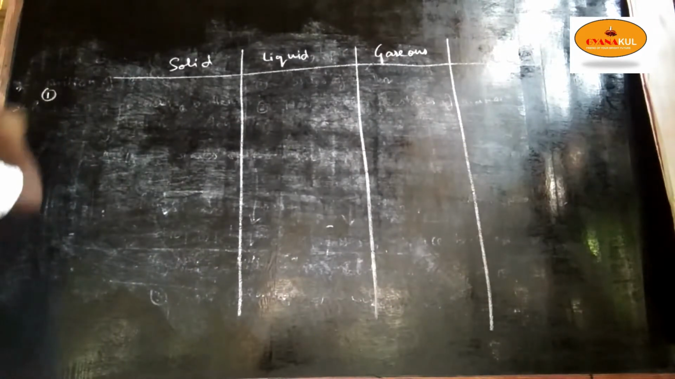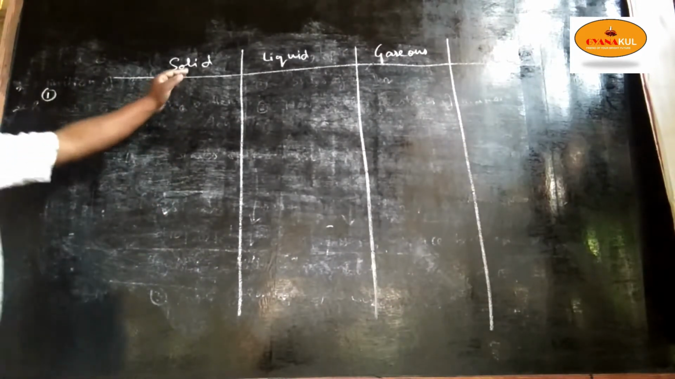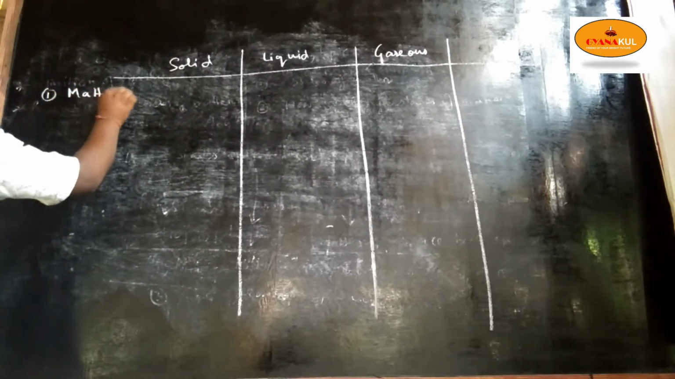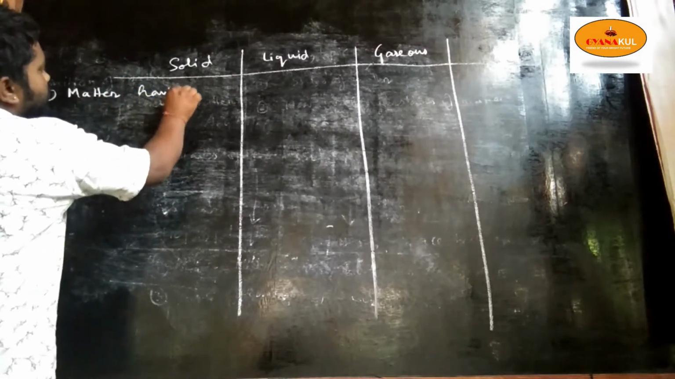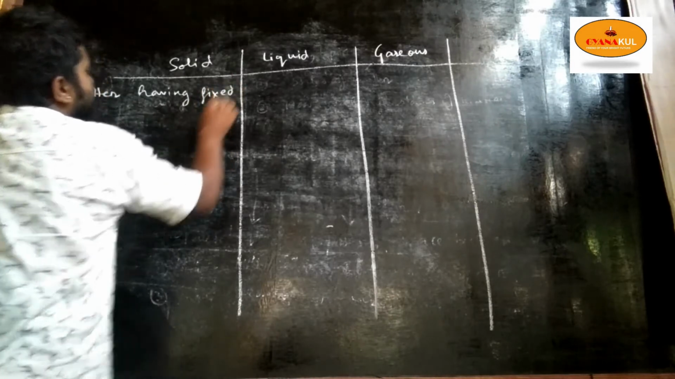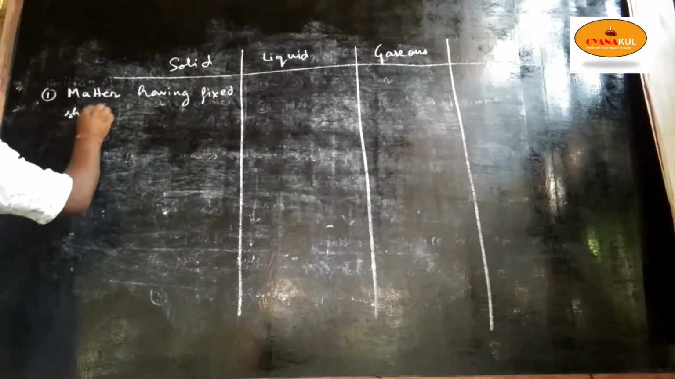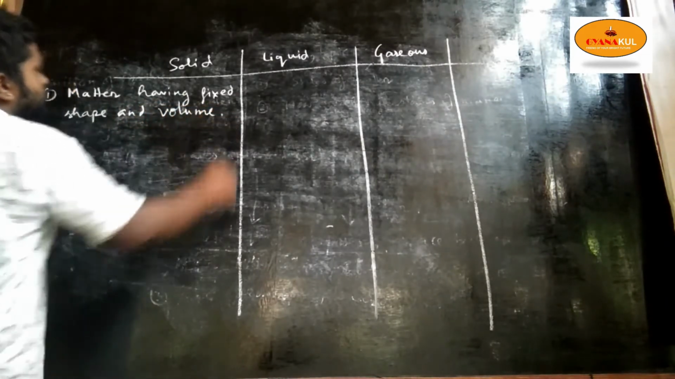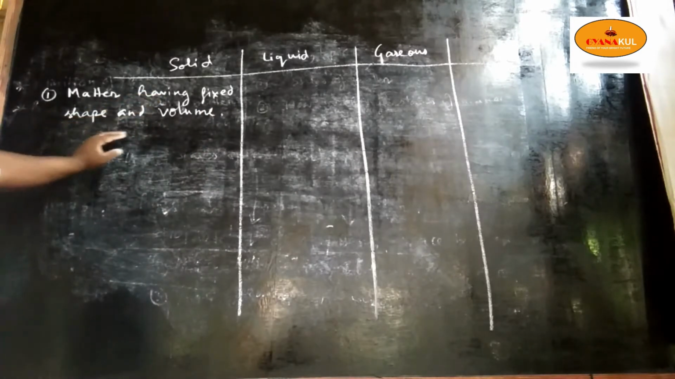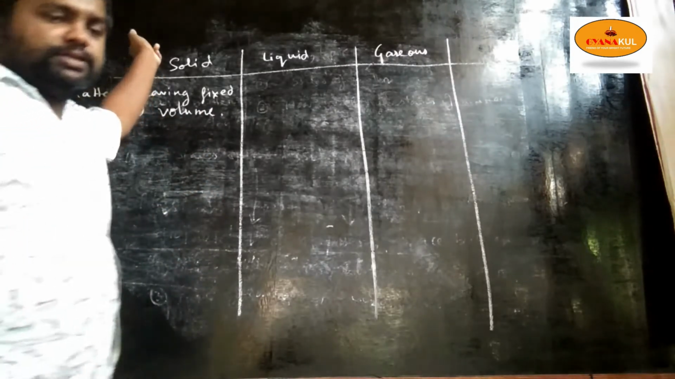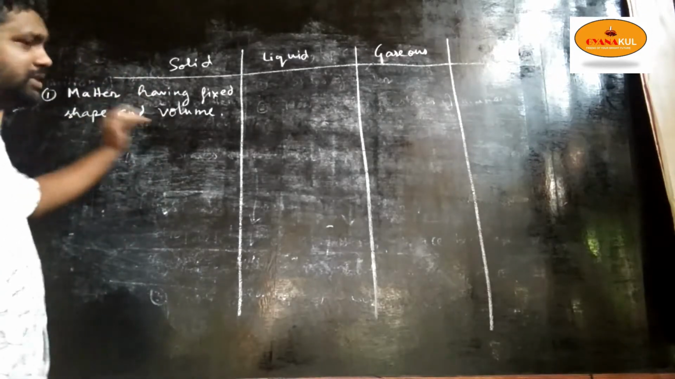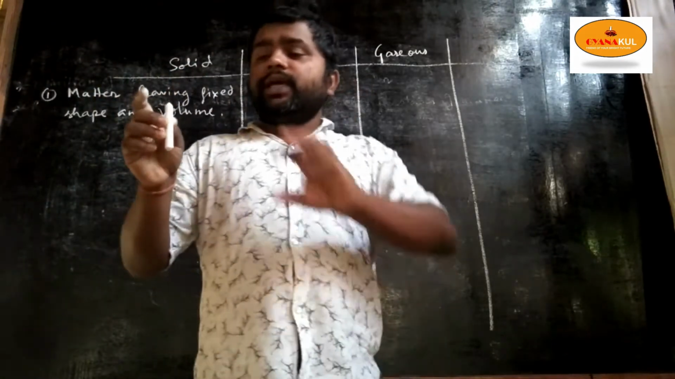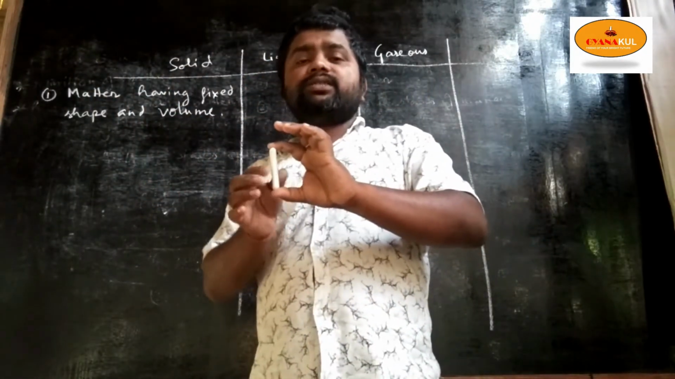Definition of solid, 1 number point. Matter having fixed shape and volume will be called a solid. Clear? For example, how will it be solid? This chalk is a solid because it has fixed shape and fixed volume.